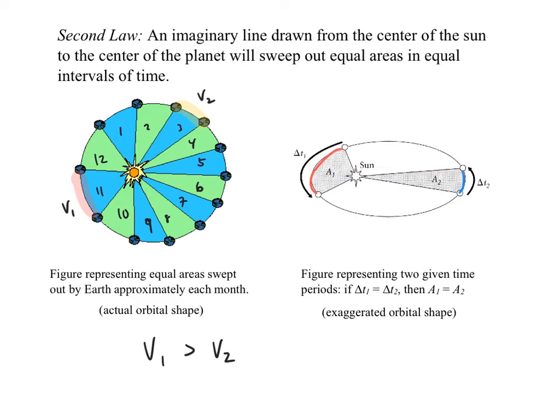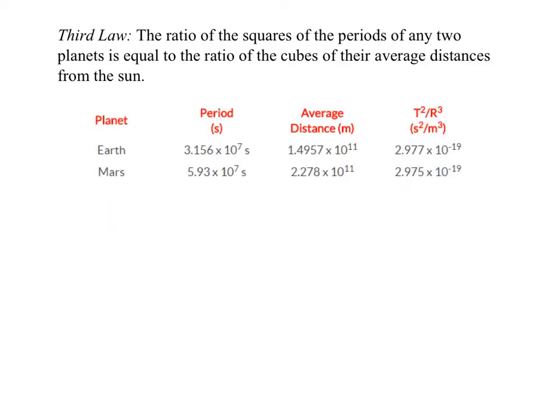So in reality, the difference in velocity is not very great for a planet that is relatively close to a circular orbit. As it becomes more eccentric, then that velocity difference is more distinguishable. Okay? Or more exaggerated. Let's take a look at the third law. The third law is the one that involves a little bit of math. So let's take a look at what it says.